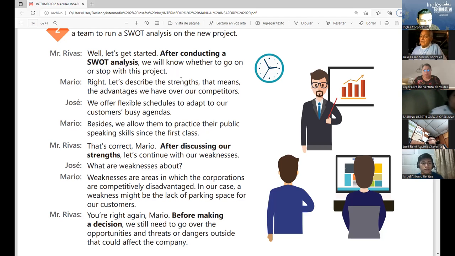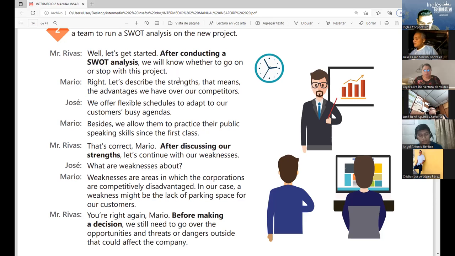What are weaknesses about? Weaknesses are areas in which the corporation is competitively disadvantaged. In our case, a weakness might be the lack of parking space for our customers. You're right. Again, Mario, before making a decision, we still need to go over the opportunities and threats or dangers outside that could affect the company.